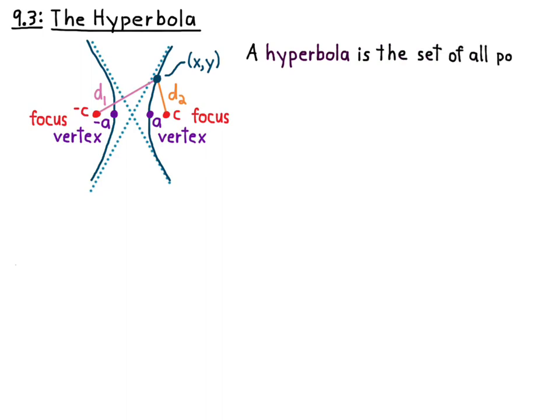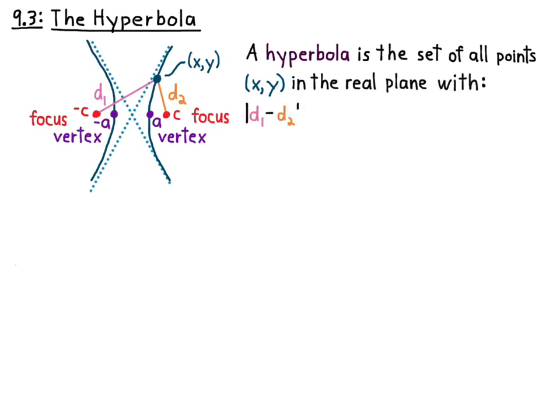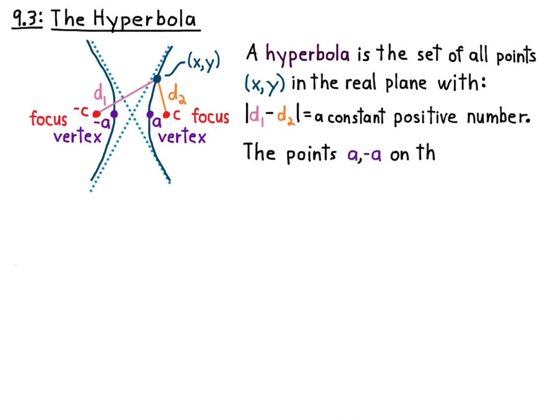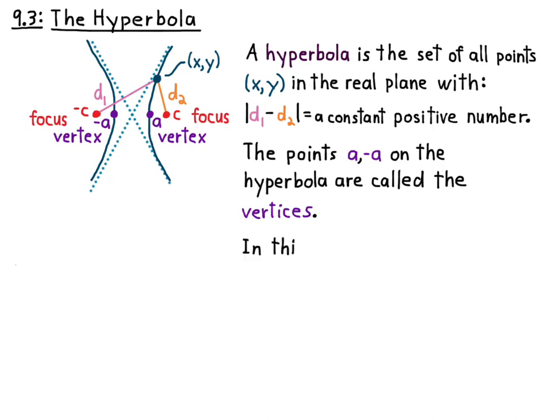So, writing that out, a hyperbola is the set of all points (x, y) in the real plane with the absolute value of d1 minus d2 equal to a constant positive number. It can't be negative because of the absolute value. It can't be 0 because then you're just getting a single point, and the foci would have to be the same. The points A and minus A on the hyperbola are called the vertices, which I mentioned before.